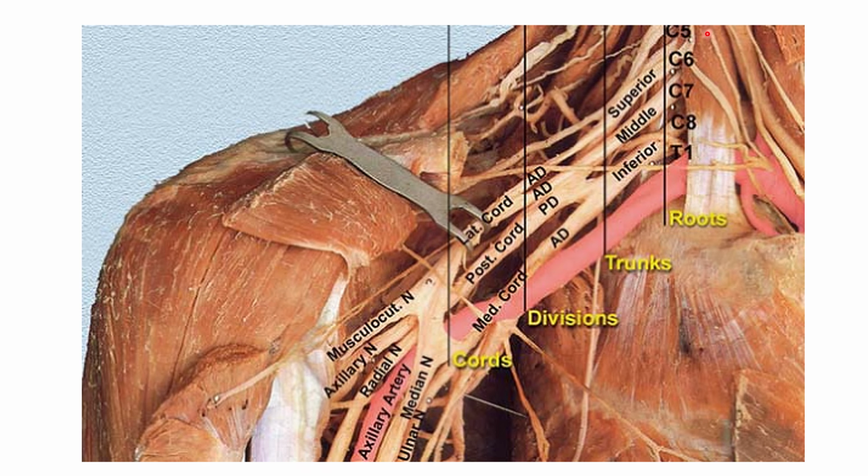All right. So C5, C6, C7, C8, superior, middle, and inferior. These are the roots. This middle here is the trunk. This is the anterior and posterior side. Lateral cord, posterior cord, medial cord, and these are the cords.